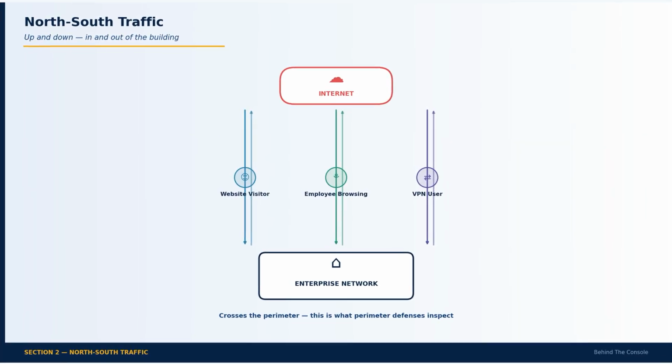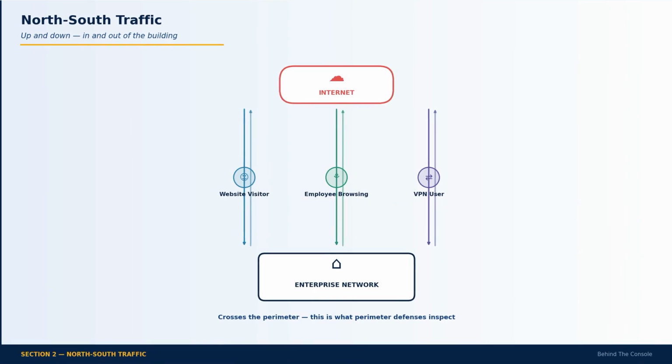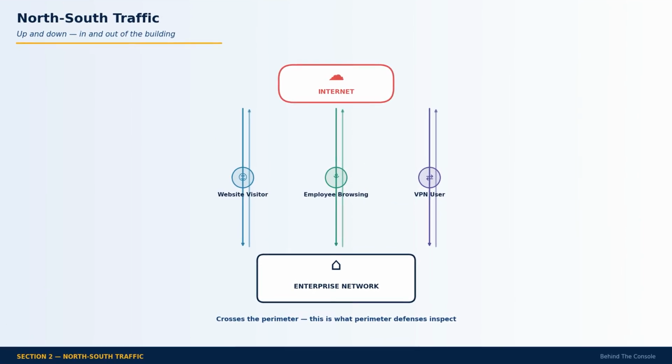North-south traffic is anything moving between your network and the outside world. Think of it as up and down, in and out of the building. A customer accessing your website, an employee browsing the internet, a remote worker connecting over VPN, all of that is north-south traffic. It crosses your perimeter, which means it's the traffic your perimeter defenses are built to inspect.